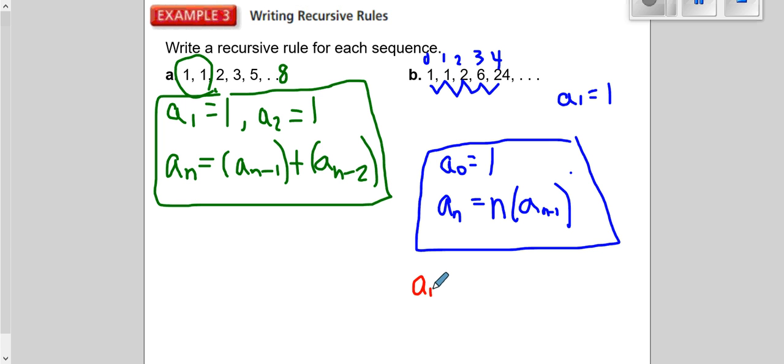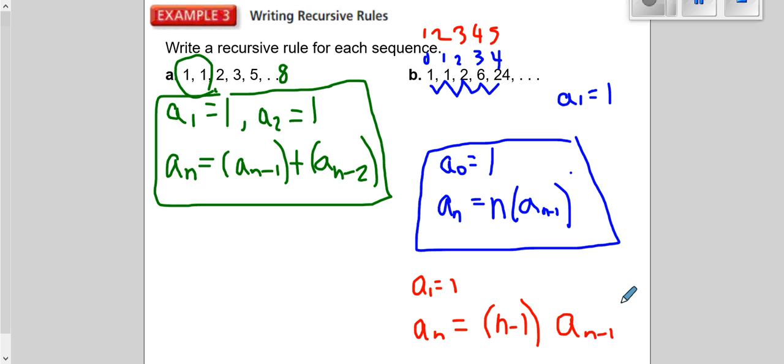I let a sub 1, I did this as the first term, second term, third term, fourth term, fifth term. So if I'm using these, then we would have to say n minus 1 times the previous term. But where this falls apart is if you were doing a sub 2, you would do 2 minus 1 is 1 times the previous term.